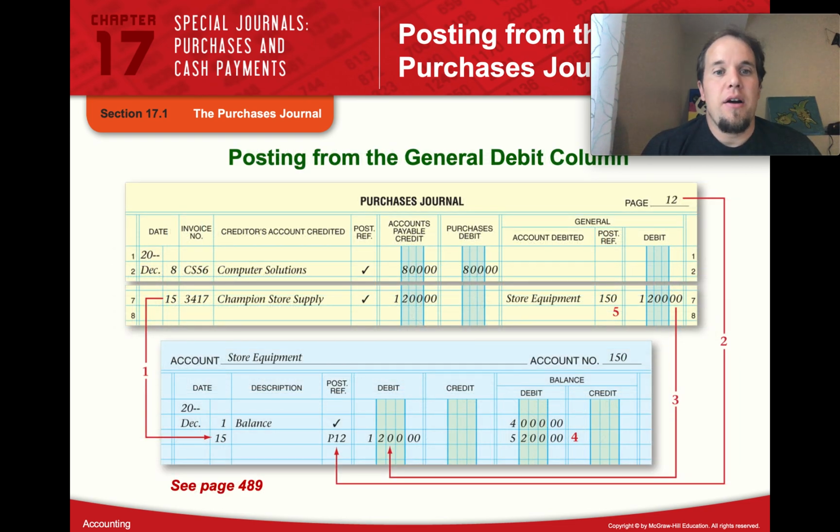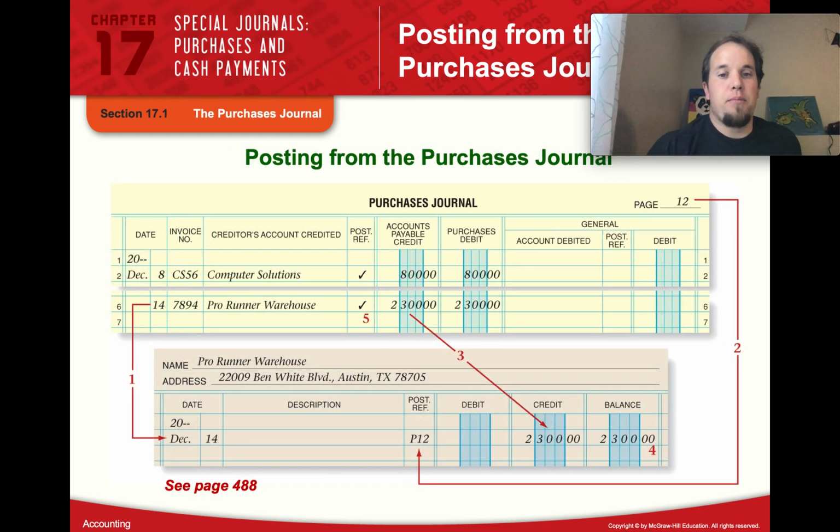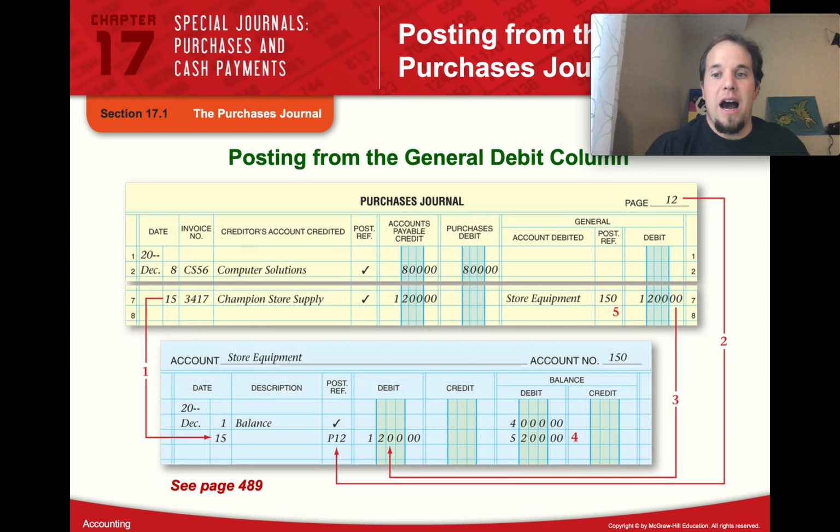Now from there, posting from the general debit column. We looked at doing it from purchases debit to accounts payable. Now we're focusing on that general debit column. So that store equipment we purchased for $1,200, where does that go? Well, in addition, it's going to have the date, a description, and post reference P12. Since we purchased it, even though it's on account, we're going to increase our store equipment value. So we're going to add it to the debit, and then in the balance column, it would also add to it.